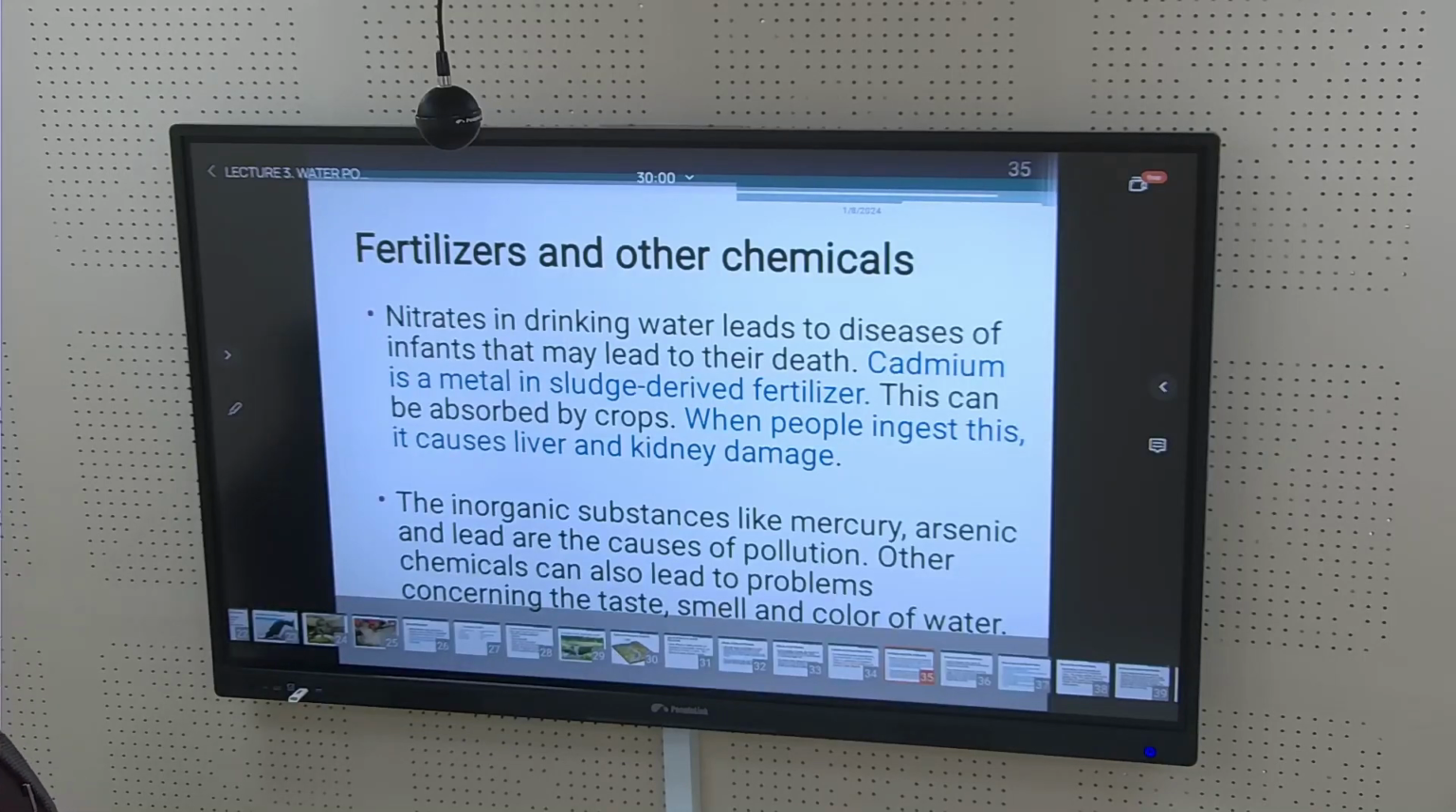The inorganic substances like mercury, arsenic, and lead are causes of pollution. Other chemicals can also lead to problems concerning the taste, smell, and color of water.